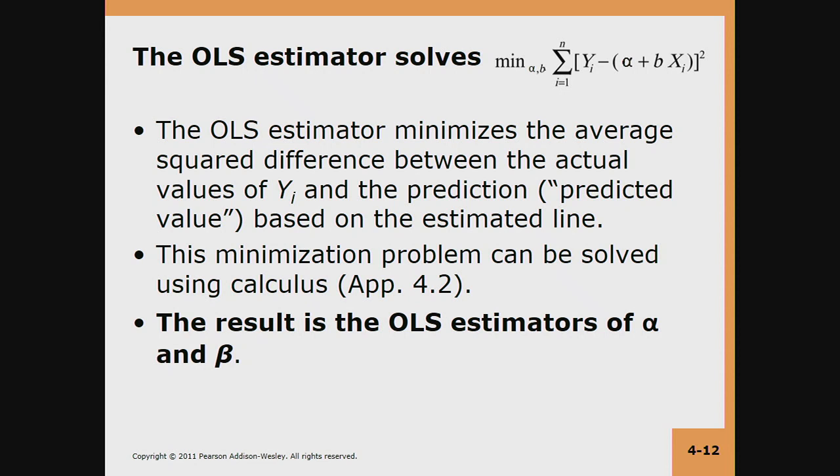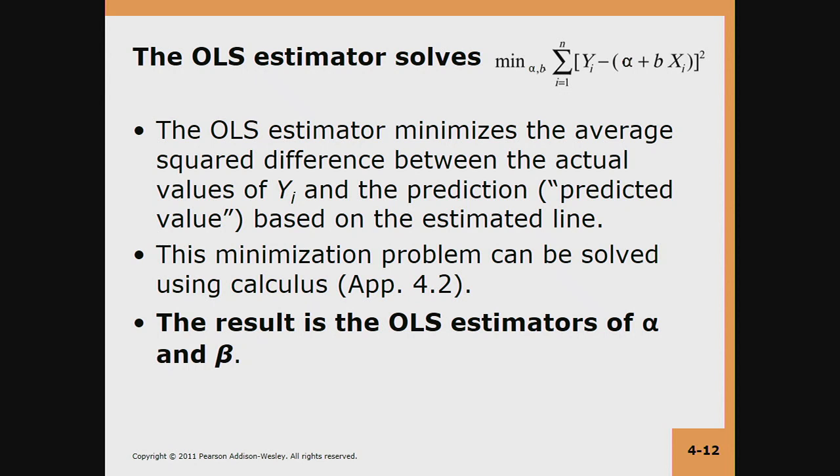This is saying what we just said. The ordinary least squares estimator minimizes the average squared distance between the actual value of y and the predicted value of y on the estimation line. You can use calculus to solve this by hand. And in numerical analysis, we actually did ordinary least squares by hand.